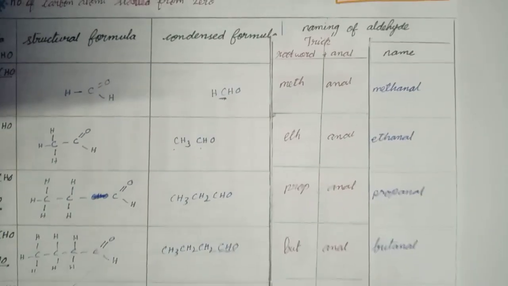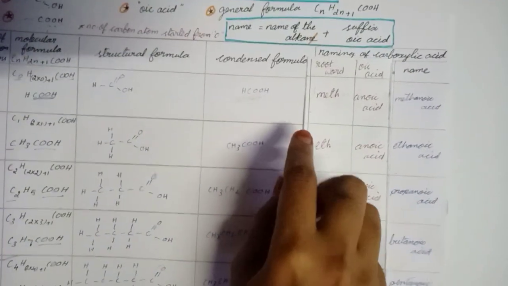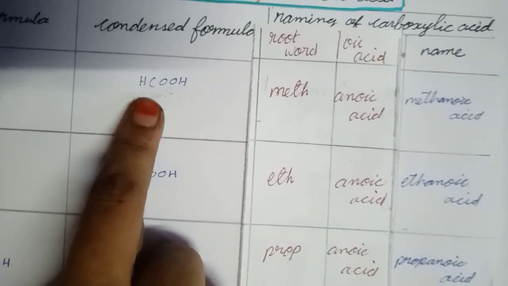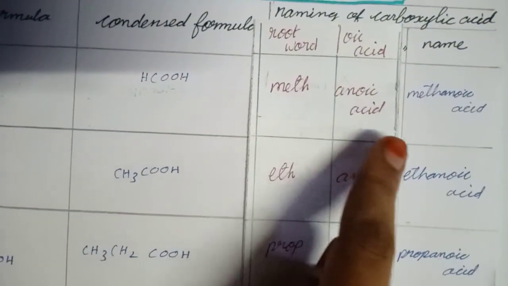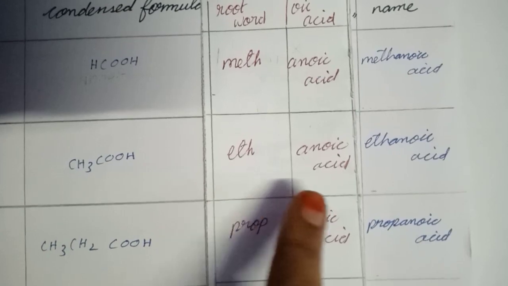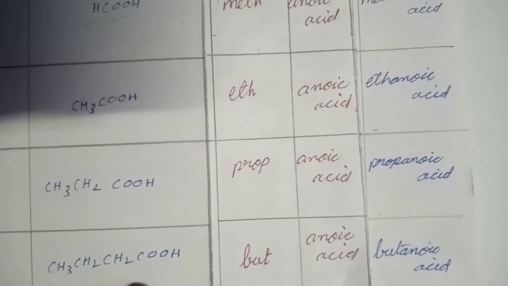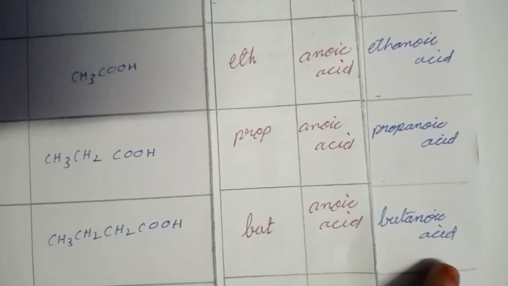Okay, this is for the carboxylic family. So I apply the trick to the carboxylic family. First, only 1 carbon, root word plus anoic acid. So only 1 carbon, so methanoic acid. We get the name methanoic acid. And 2 carbons, eth, anoic acid, ethanoic acid. Meth, eth, prop, but. So butanoic acid, butanoic acid.